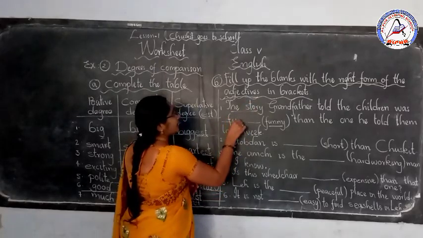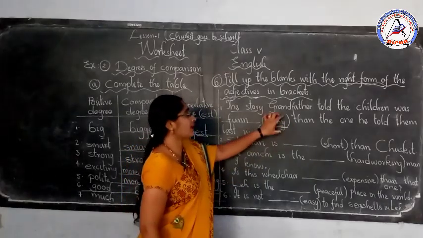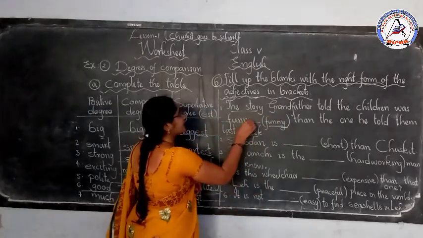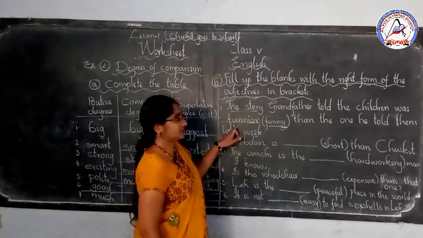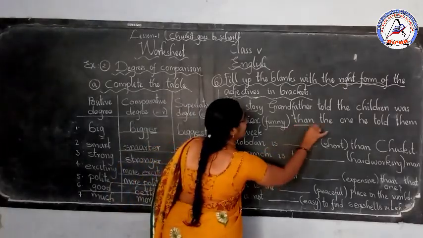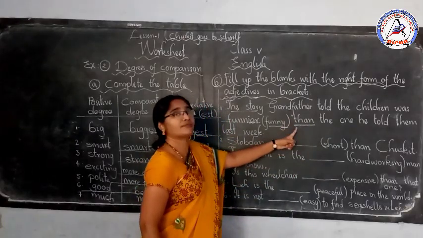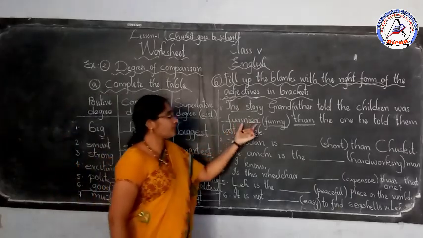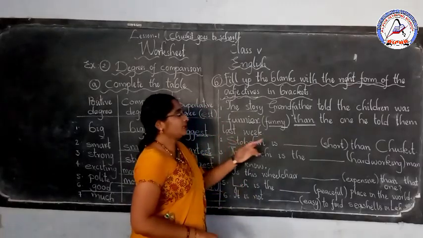Funny, F-U-N-N-Y. When the last letter is Y, what you have to do? You have to change this Y into I, then add er. Funny will become funnier. And also I will give you a clue. Whenever you get than, you can understand that this than is always used after the comparative degree form. After the comparative degree form, definitely you have to use than. Okay, than is the rule.